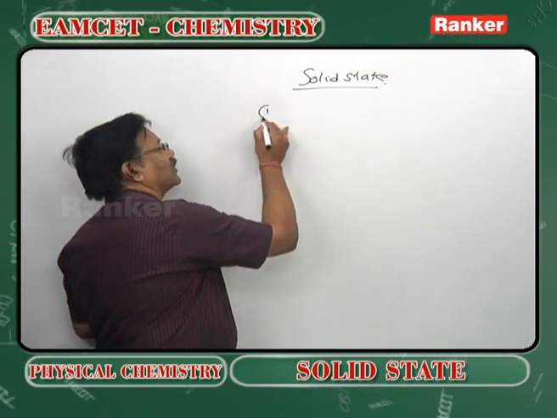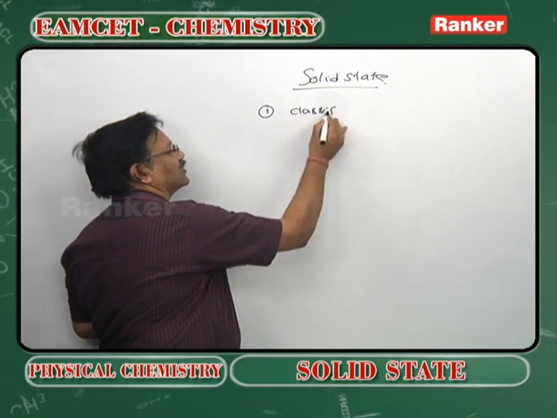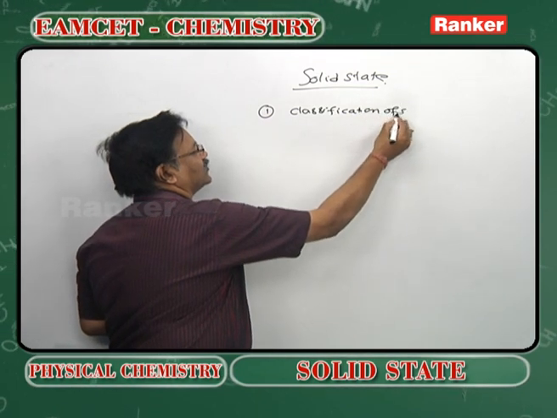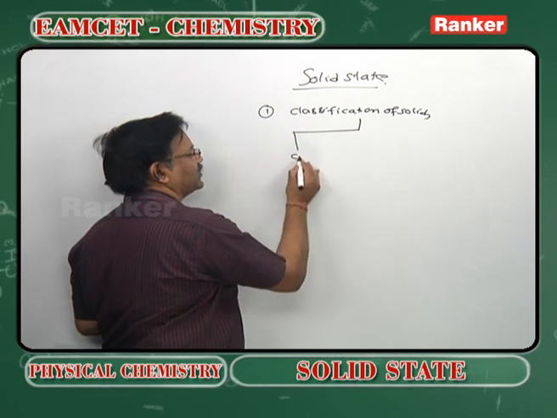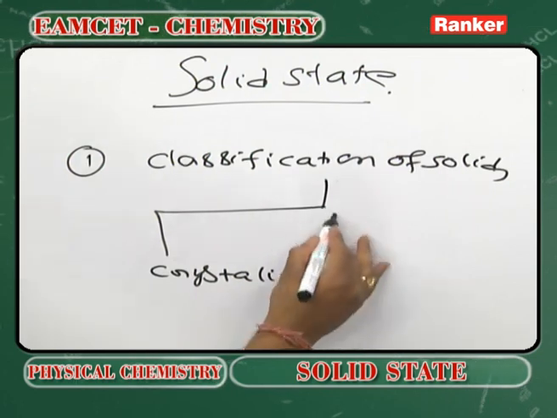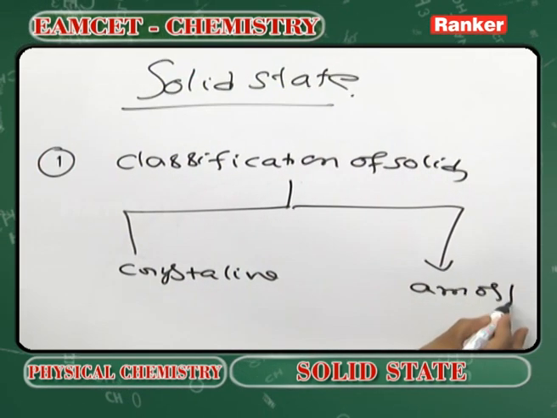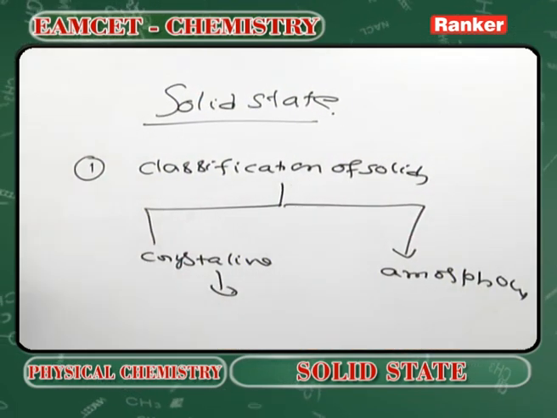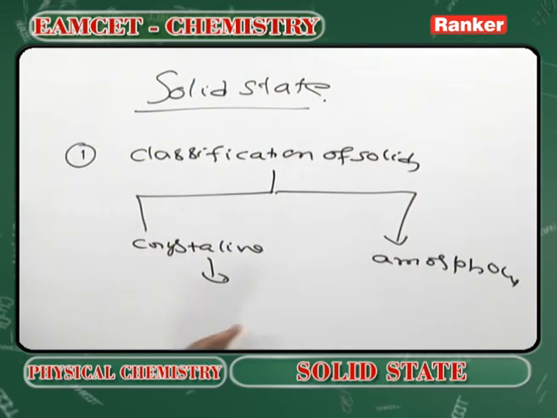Now, classification. First thing is classification of the solids. Classification of the solids means, what is the broad classification? Crystalline and amorphous solids. And crystalline solids will have the definite pattern of arrangement of the particles, definite melting point and boiling points.